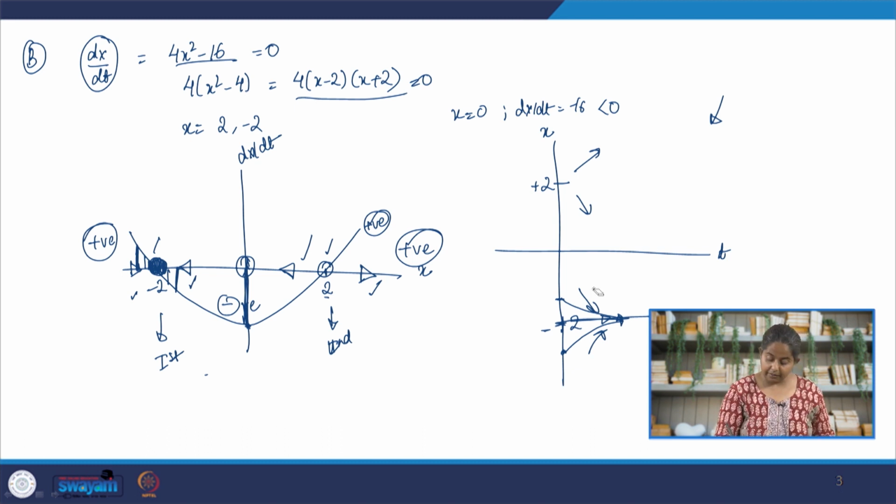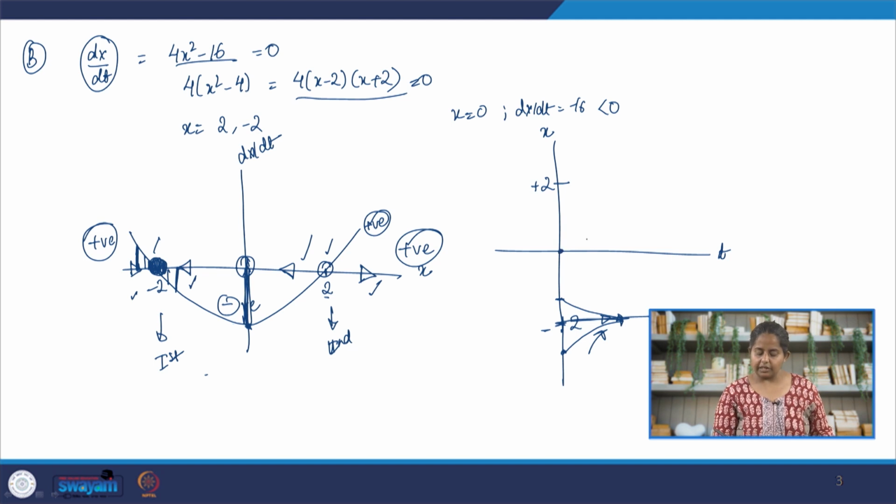Let me clean up a little bit because I want to introduce another term. Now, let's start at the center where x equal to 0. Look at it, x equal to 0, dx by dt is negative. It's also the maximum value of dx by dt. Appears to be, this is qualitative approach, we can't be sure, but it appears to be a pretty big value.